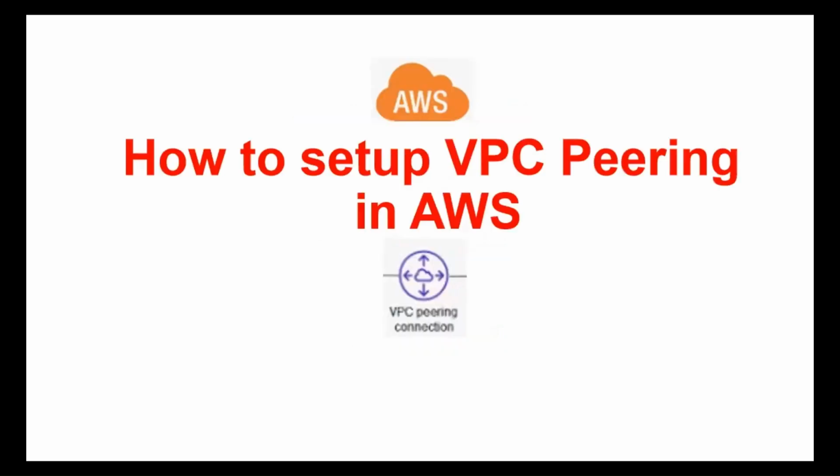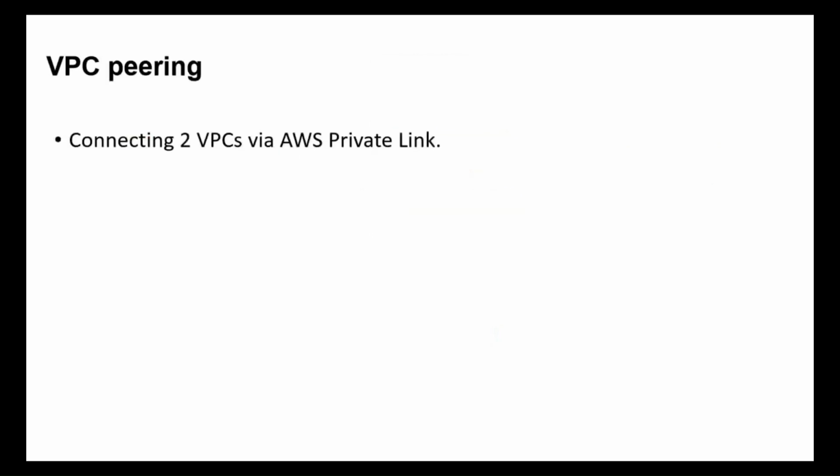So in this video, we are going to see how to set up VPC peering in AWS. So what is VPC peering? It is basically connecting two VPCs via the AWS private link. And for that, we create a peering connection, which is one of the components within the networking in AWS. So in order to make the two VPCs communicate with each other, we basically create a private link via the peering connection.